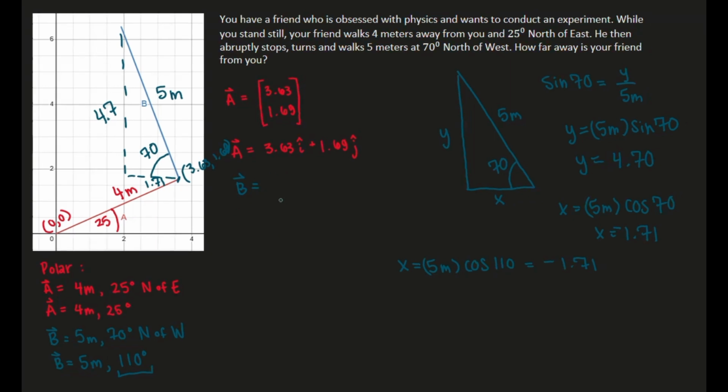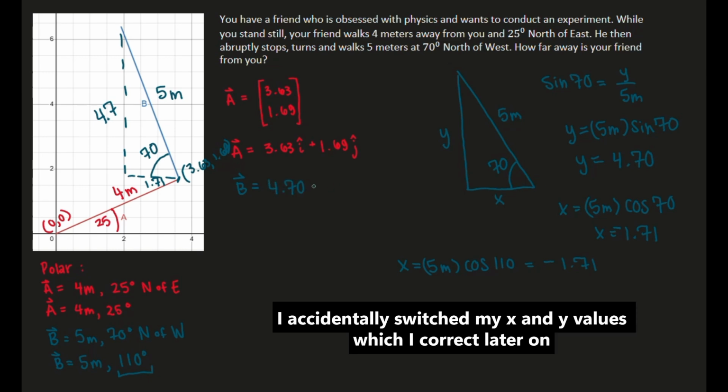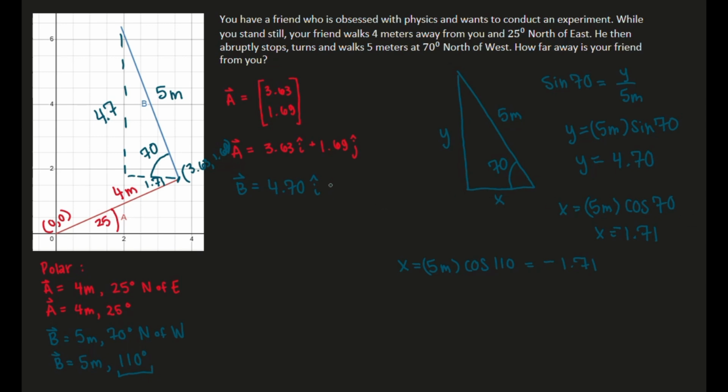So I can continue writing vector B as 4.70 meters in the x direction, plus, in this case, a negative, right? So plus a minus, so minus 1.71 in the j hat direction. And that's with reference, I can say something like from the point 3.63 comma 1.69. You can read my handwriting. But I put this in reference so that I know that this vector does not start from the origin.